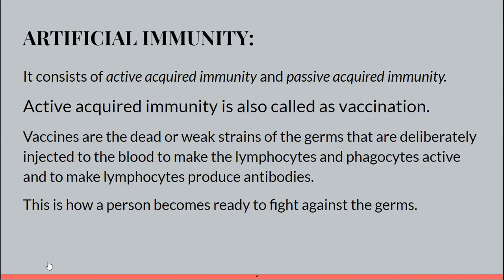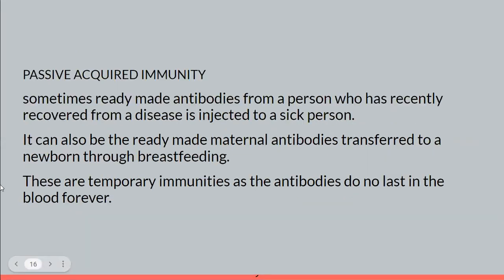Now, what is passive acquired immunity? When a person has recovered from a disease, the person has already made lots of antibodies in the blood. So the antibodies are taken from that person who has recently recovered from a disease and donated to a person who is fighting the disease because of sickness, old age, weak immunity, or inability to make enough antibodies. So a person who has recently recovered can donate the antibodies to another person, so that person can fight the infection.